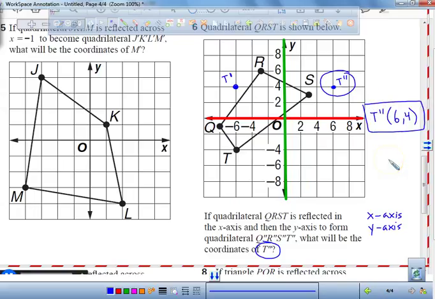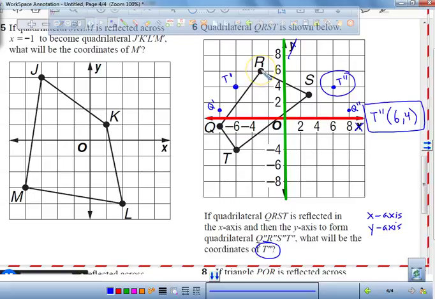Now I didn't make you do all of them, but that's how you would do each one of them. You would go first across the x-axis, and then you would go across the y-axis. You do it all? Sure, I'll do all. Here we go. So we're going to do Q. Q would go right here. That would be Q prime. Then I would count 1, 2, 3, 4, and this point right here would be Q double prime.